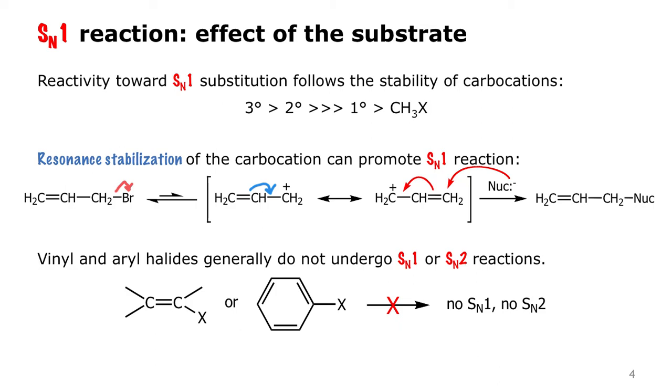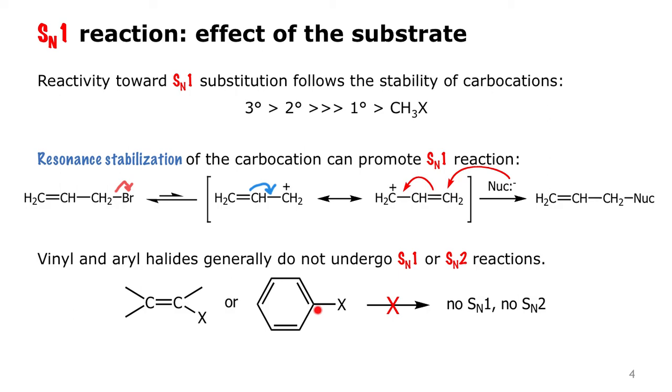There are also substrates that generally do not undergo Sn1 reactions because they form very unstable carbocations, and they also don't undergo Sn2 reactions because for some reason the backside attack of the nucleophile is prevented. Those substrates are vinyl and aryl halides. Loss of a halogen from a double bond leaves a vinyl carbocation. It turns out they're quite unstable. Likewise, loss of a leaving group from a benzene ring leaves a phenyl carbocation.